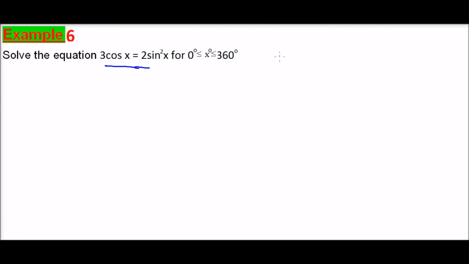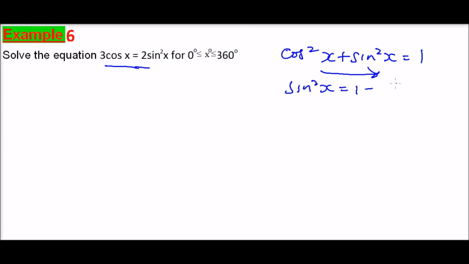trigonometry, in Form 3, that cos squared theta, or let's use x instead of theta, so that it matches with what we have. So we have cos squared x plus sine squared x is equal to 1, and therefore if we take cos squared x to the other side, we have sine squared x is equal to 1 minus cos squared x.